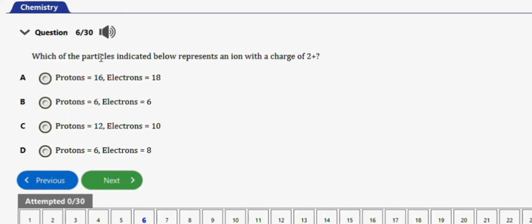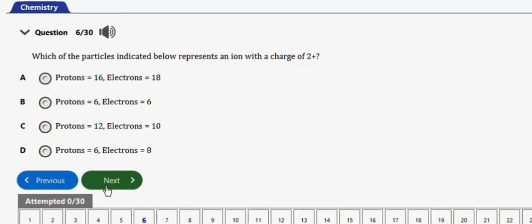It says which of the particles indicated below represents an ion with a charge of 2 plus? Okay, so the right option here, guys, would be option C, which has a proton number of 12 and an electron number of 10. This is magnesium. Magnesium has a charge of +2. Magnesium has atomic number, proton number, of 12. So this question is very easy. Option C, the right option.